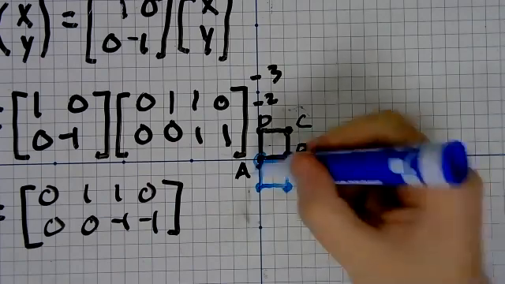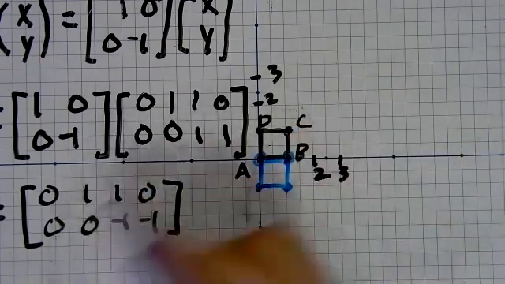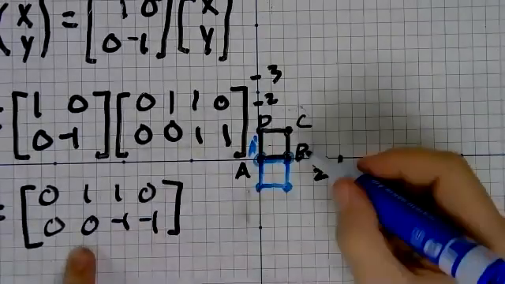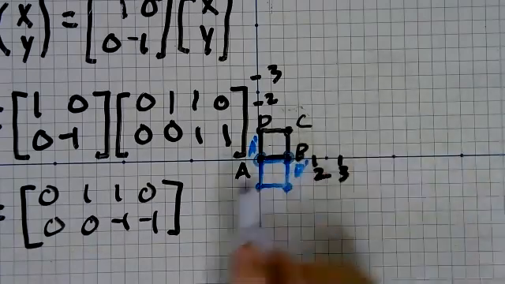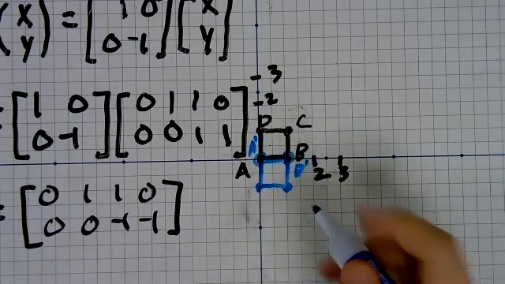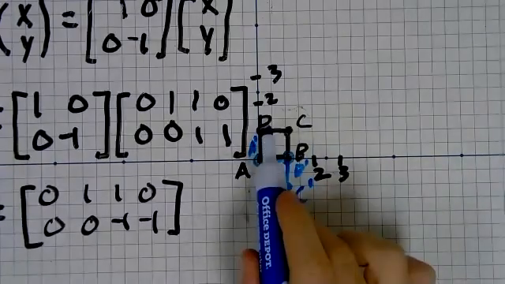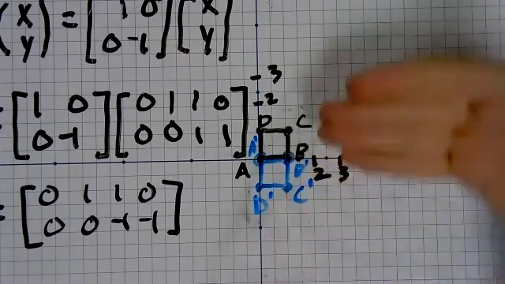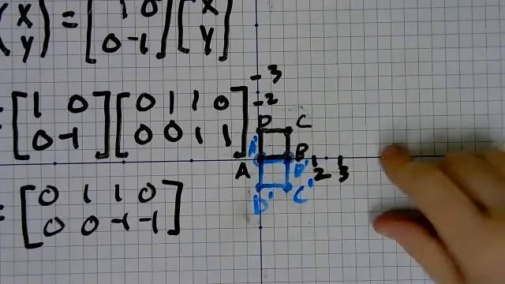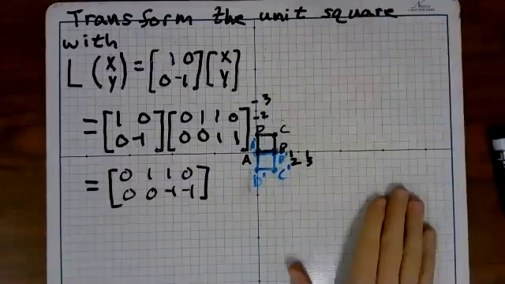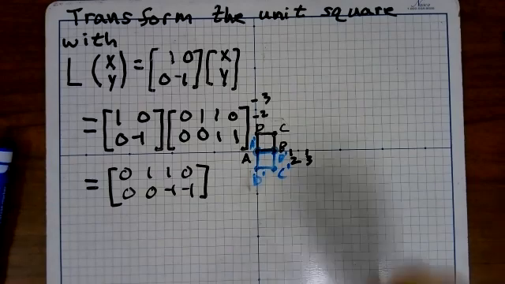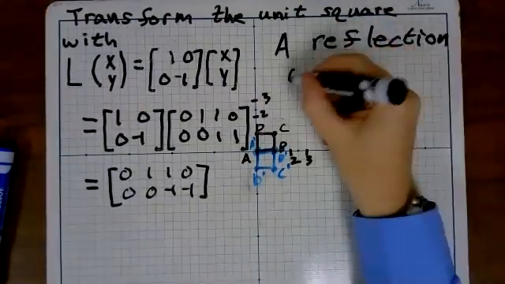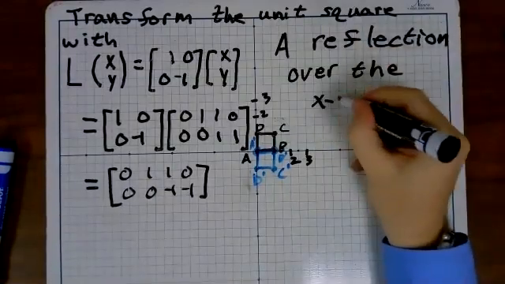And where are all the images? Well, A, it looks like, didn't change. Our first column is still 0, 0. Our second column, it looks like that didn't change either. So B is also B prime. Now C was over 1 up 1, now it's over 1 down 1, so it's down here. And D was over 1 up 1, now it's over 1 down 1. D prime, there we go. So that makes it pretty clear. Everything up here flipped down over the x-axis to down here, which makes this pretty definitively a reflection over the x-axis.